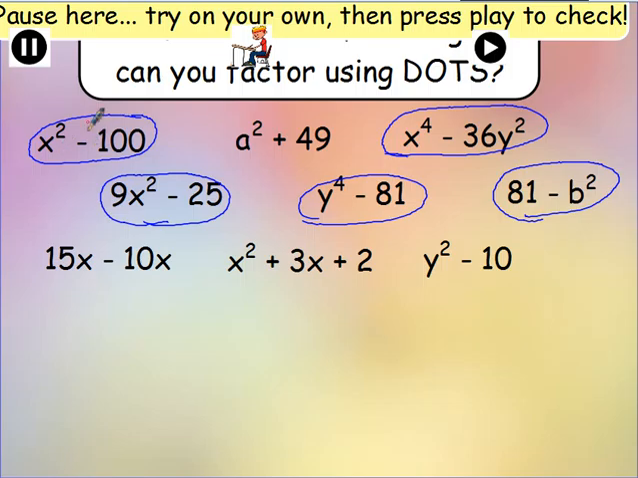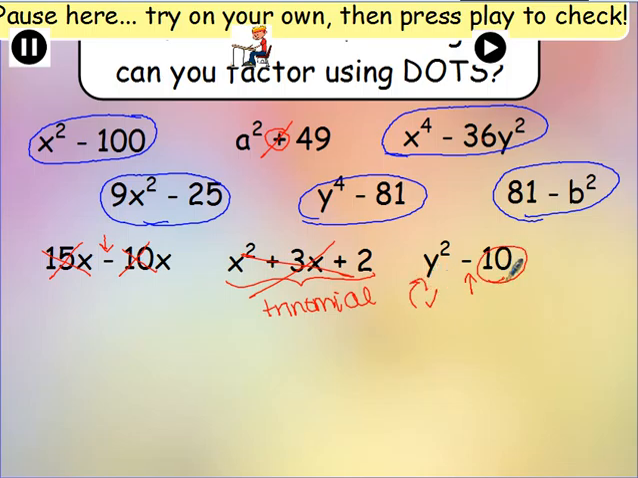Okay, difference of two perfect squares. This one is not the difference, so it's out. This one has the difference, and it is a binomial, but these are not perfect squares. This is a trinomial, so that's out right away. This one needs to be a binomial, which it is, and it has a perfect square here, but not here. Both terms need to be a perfect square.